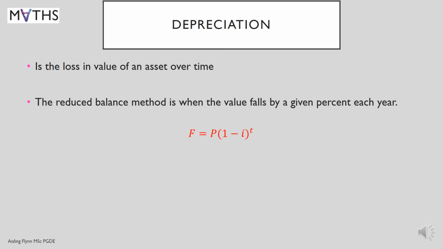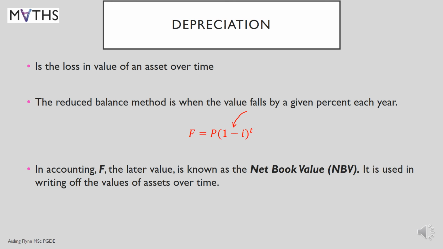Okay, and here's the formula for depreciation. So I think you'll notice it's very similar to the compound interest formula. The only difference is 1 minus I. Okay, so it's falling by a percent each year. Again, this is available in your formula and tables book.